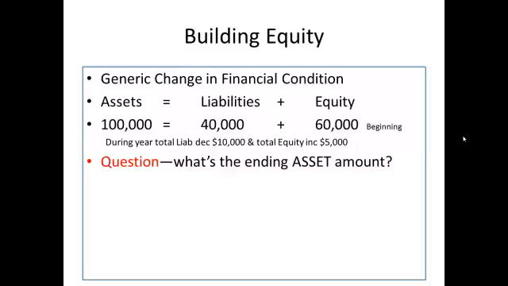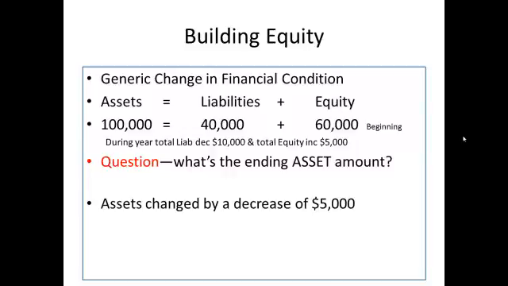A generic equation here, bringing in the basic equation, assets equals liabilities plus equity positions. Take an example of $100,000 in assets, and liability positions are $40,000, and the owner's equity position is $60,000 at the beginning of the year. And during the year, we're given just two pieces of information. Total liabilities decreased $10,000, and total equity increased $5,000. Question, can we determine the ending asset amount at year end? The answer is yes. Assets changed by a decrease of $5,000.